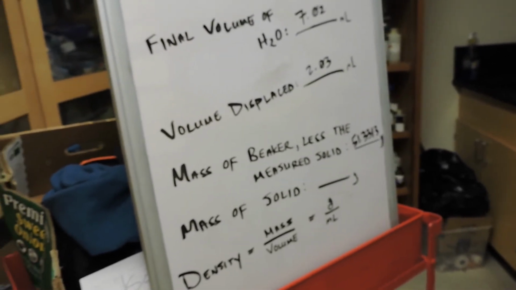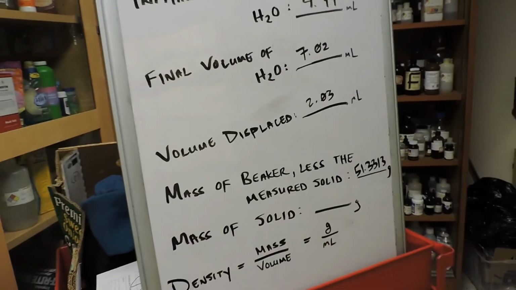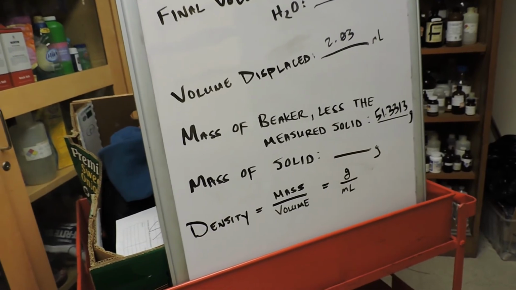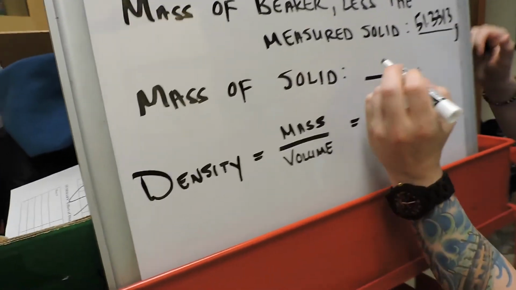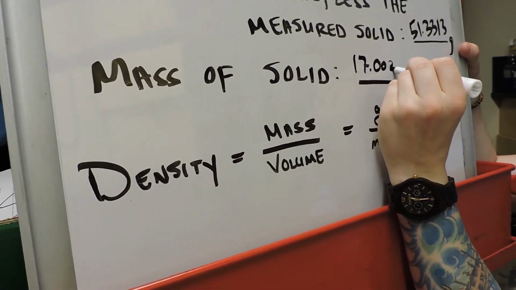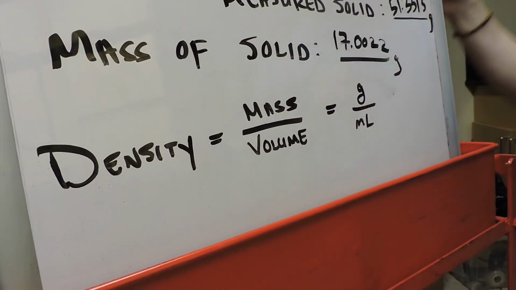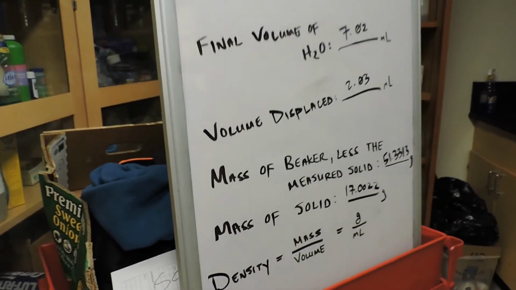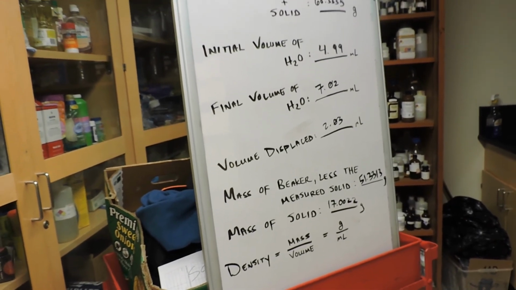The difference in the two masses is equal to the mass of the solid that you added to the graduated cylinder. You can then use those values to calculate the density of your material using the mass divided by the volume. The units for that will be grams per milliliter. You can then use that density value and compare it with the density given in the appendix for copper.